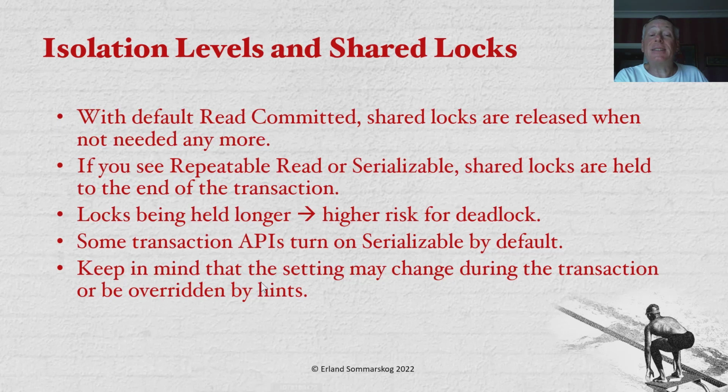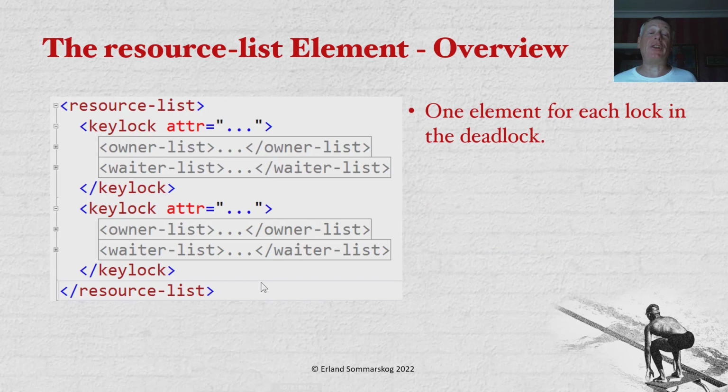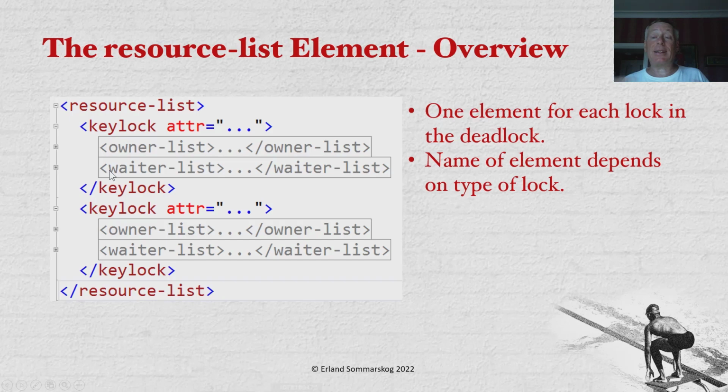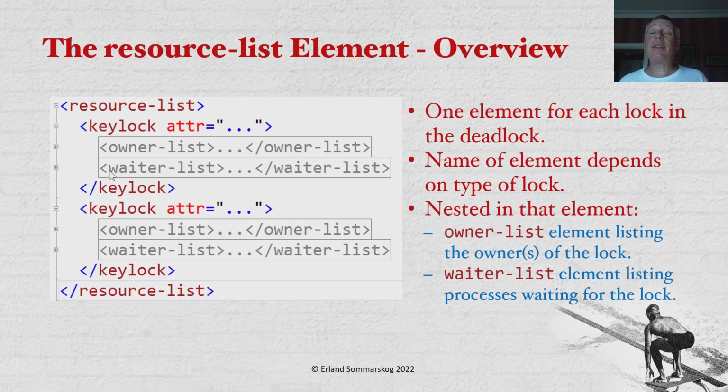Now let's move on to the resource list element. And here is an overview of it. So in this case, we can see there's one element for each lock in the deadlock that is involved. But the name of that element will depend on the type of lock, and I will discuss that in a few slides. And inside that, we have two lists nested into that: an owner list, which lists the owners, that is the processes that are holding the lock, and the waiter list, the waiters that are processes that are waiting to get the lock.